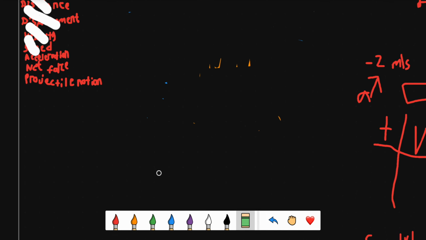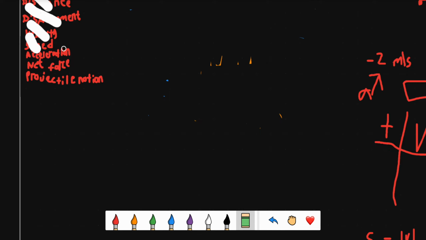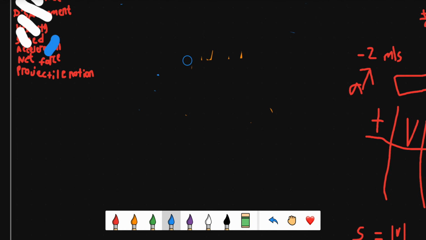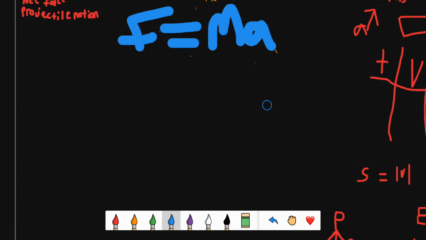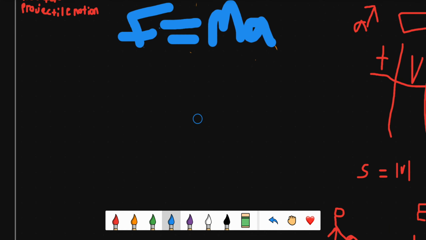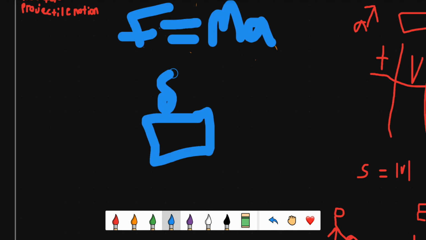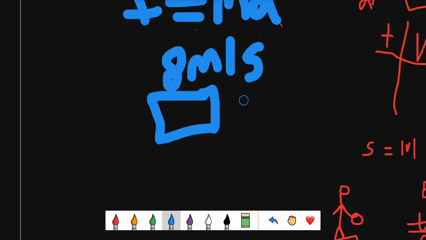So let's talk about net force. This is about dealing with forces. So let's say I have a ball. Remember, force is mass times acceleration, right? So to put it in more words, let's say an object is traveling 8 meters per second.